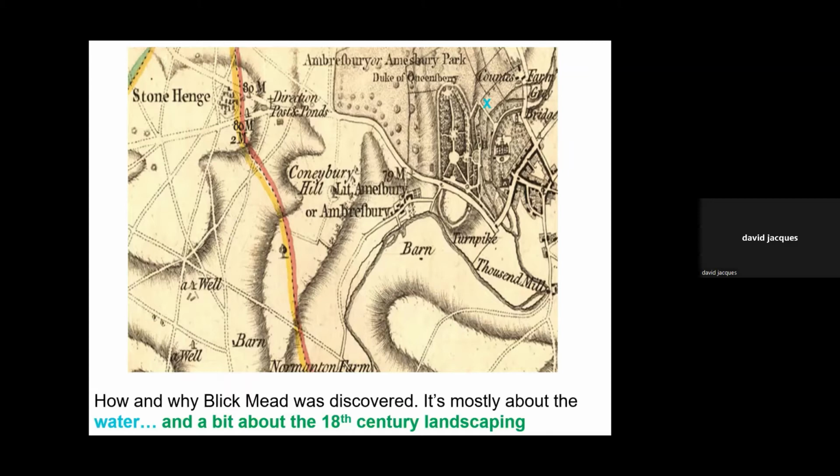You can see where Blick Mead is on this 1776 map. I thought you'd appreciate the date, being Americans. This 1776 map, Blick Mead is where the blue X is in the top right-hand corner of the slide. Now, why did I want to defy the received wisdom and start digging there?